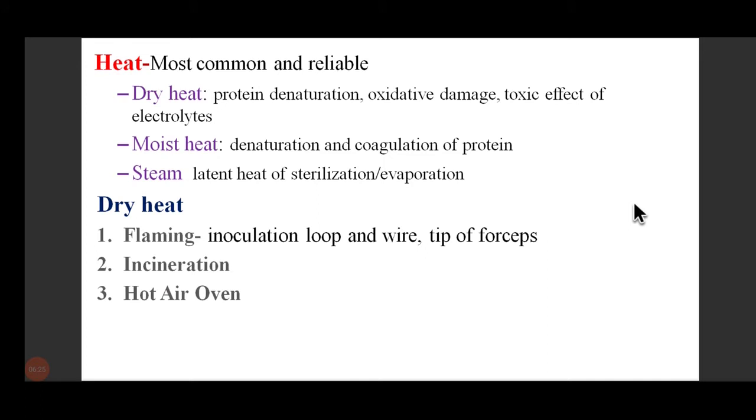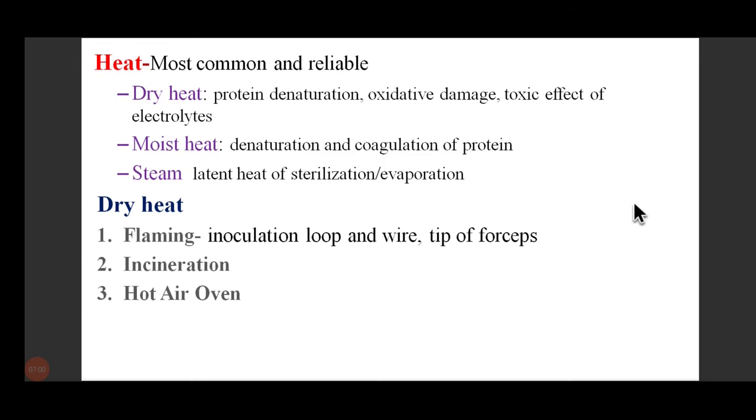Then heat is the most common and reliable method which we are using in our day-to-day practice, in our routine lab also. Dry heat basically works on the principle of denaturation of the protein structure of the microorganism. It leads to oxidative damage and toxic effect of the electrolytes. Moist heat leads to denaturation and coagulation of proteins. That is, in addition to denaturation, in moist heat it is also causing coagulation of your proteins. And if we are using steam as a method of disinfection, it is using the latent heat of evaporation for disinfection.